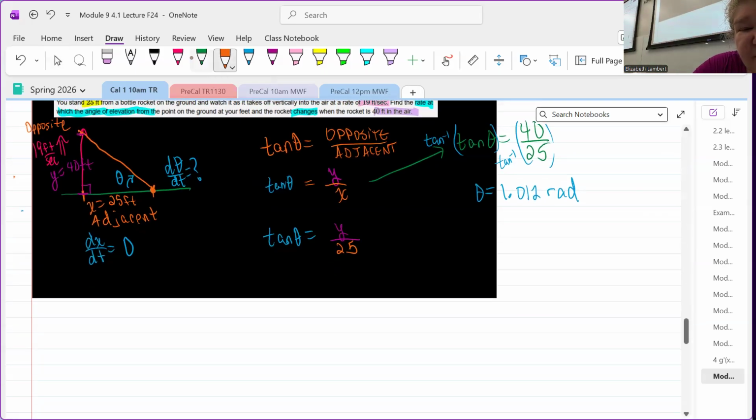So I'm going to take the derivative of this equation. So the derivative of tangent is secant squared theta times the derivative of theta is d theta dt, equals, so the 1 over 25 is our constant, times the derivative of y is 1 times dy dt.